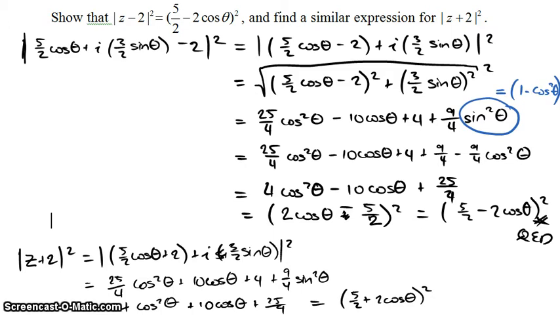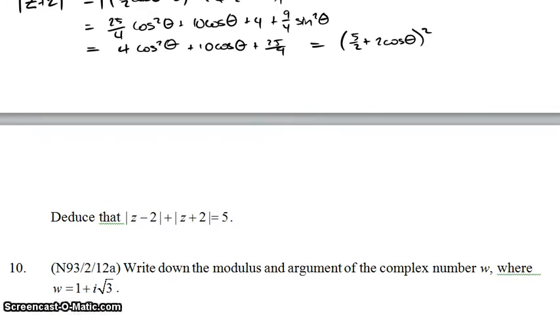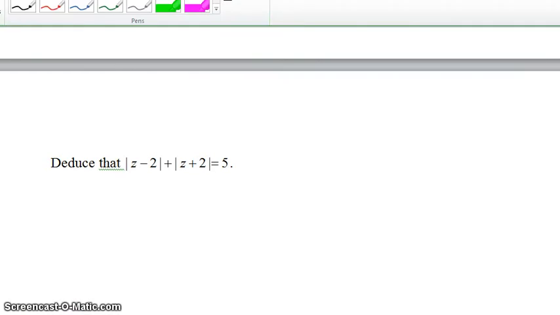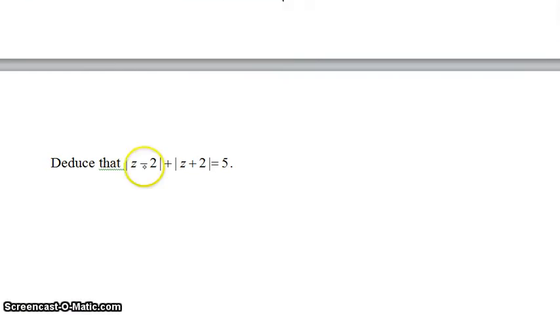So the last part of this question asks us to deduce, I believe, that modulus z minus 2 plus modulus z plus 2 is equal to 5. So we ask ourselves, what is modulus z minus 2 plus modulus z plus 2?